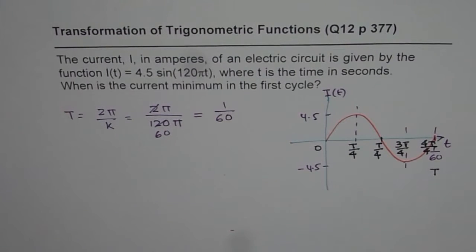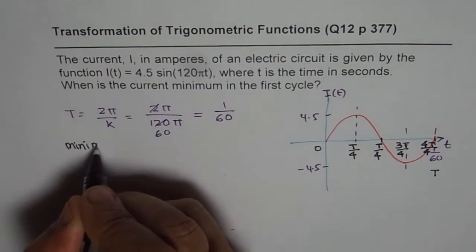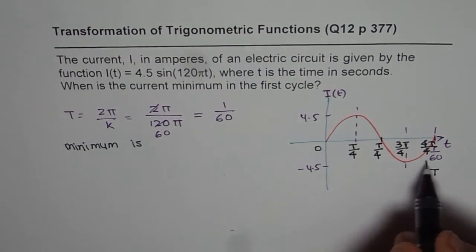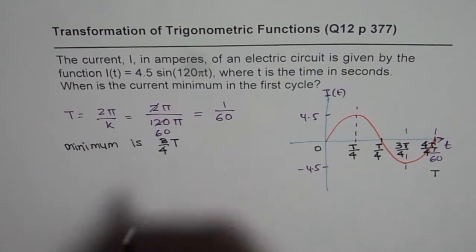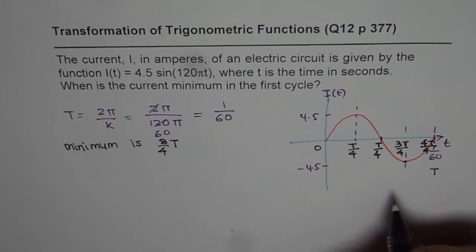Do you see that? So the minimum for a sine function is at 3/4 of the cycle. Do you understand? It is 3/4 of the time period. Do you understand? That is the point where the minimum occurs.